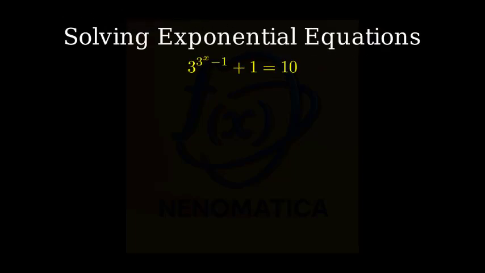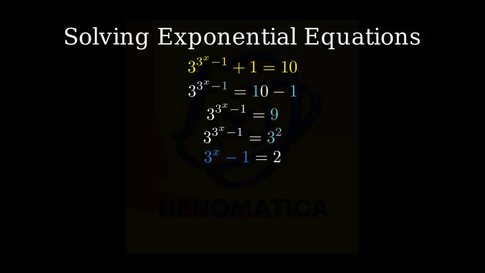Let's look at our equation. 3 raised to the power of 3x minus 1 plus 1 equals 10. Our first step is to isolate the exponential term by subtracting 1 from both sides. This gives us 3 raised to the power of 3x minus 1 equals 10 minus 1, or 9. Next, we recognize that 9 equals 3 squared. So, we can express our equation as 3 raised to the power of 3x minus 1 equals 3 squared.